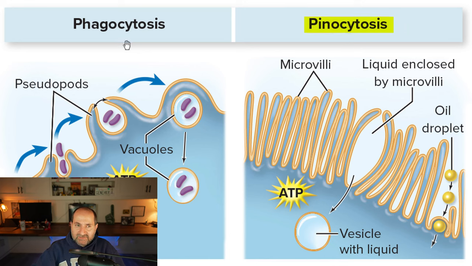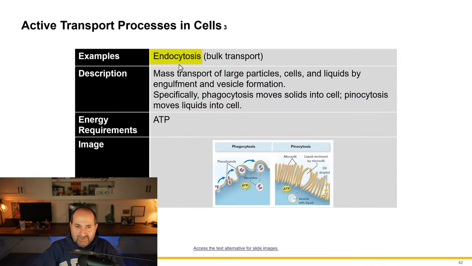And so the way you can remember this is phage means to eat, and when you eat, you take in solids, whereas pino means to drink, and when you drink, you internalize liquids. So both phagocytosis and pinocytosis are examples of endocytosis. Endocytosis is bulk transport, bulk import of bulky material from outside, and it's a type of active transport because it requires ATP energy or some other form of energy.